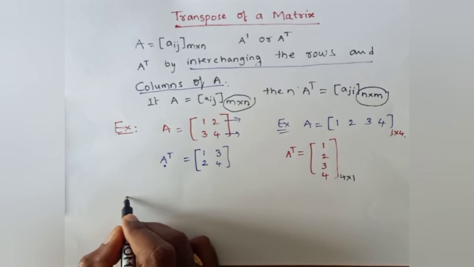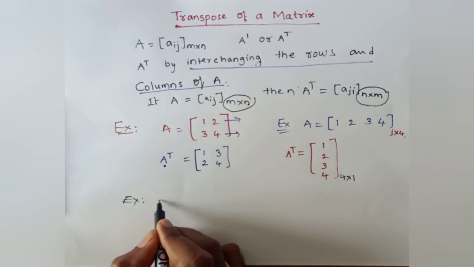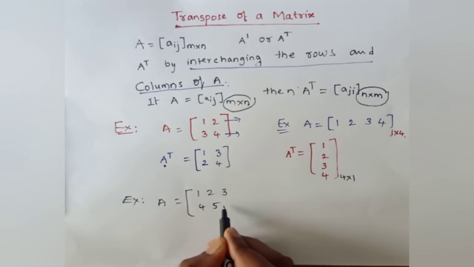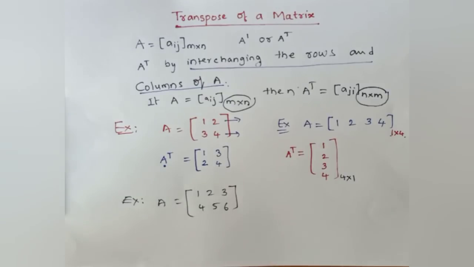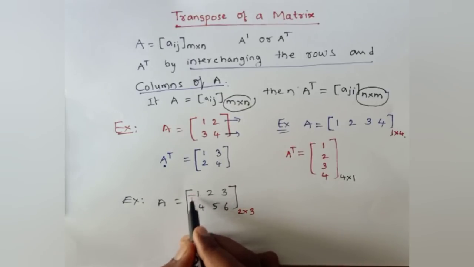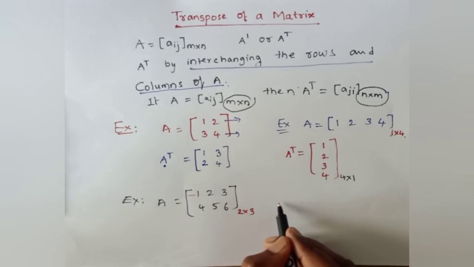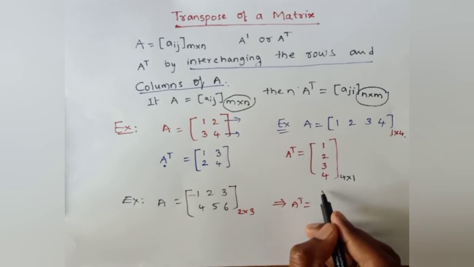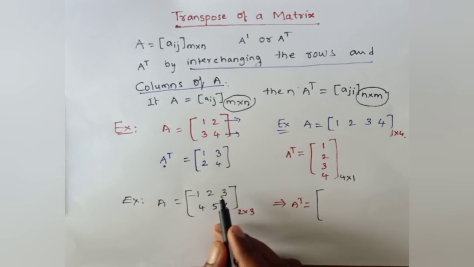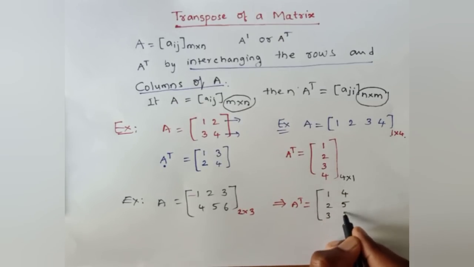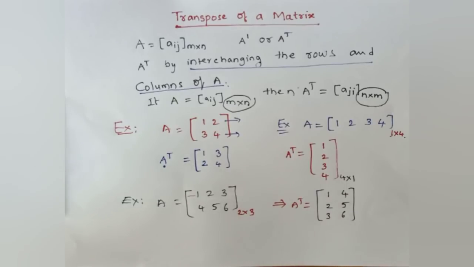Let's see one more example. A is [1 2 3; 4 5 6]. This is a matrix of order 2 by 3, since there are 2 rows and 3 columns. This implies A transpose, by interchanging these rows as columns, is [1 4; 2 5; 3 6]. And this is a matrix of order 3 by 2.